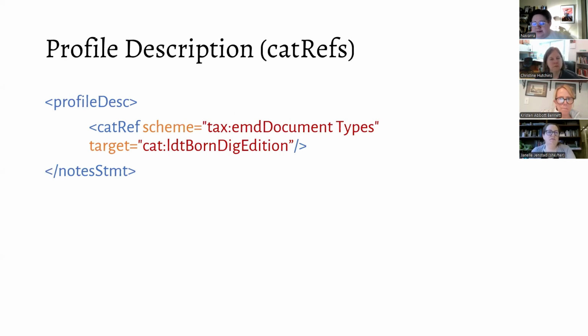Afterwards, you have your profile description. And if you've heard us talk about this before, you've probably just heard us say your cat refs. Many files have more than one cat ref. Your edition page is probably just going to have the one. And it will have cat LDT born dig edition. So it says this file is an edition page.